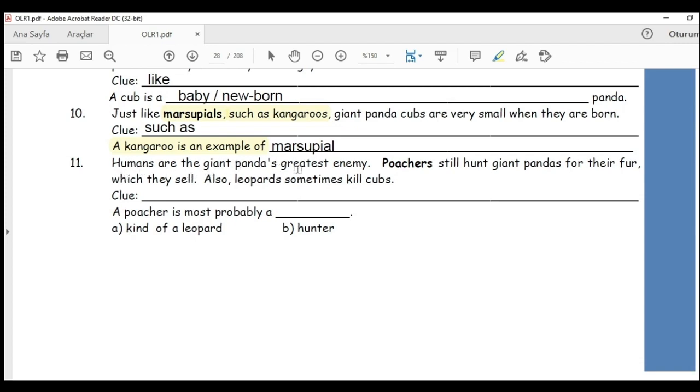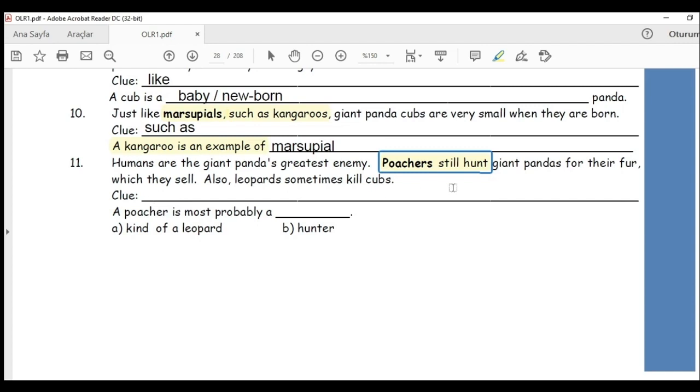Humans are the giant panda's greatest enemy. Poachers still hunt giant pandas for their fur, which they sell. Also, leopards sometimes kill cubs. Take a look at this. Humans are an enemy of the giant panda and they hunt giant pandas.